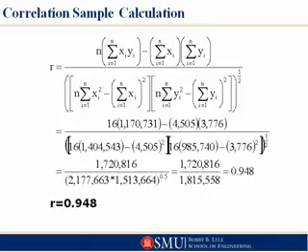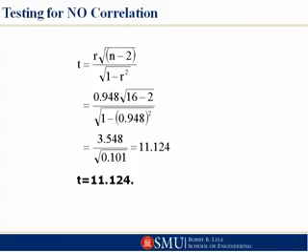So from those numbers, you can calculate, going back to that R formula, using sample data to calculate an estimate for your correlation coefficient. And this one turns out to be an R of 0.948. Calculating a T with that: 0.948 times the square root of 16, the sample size, minus 2, divided by the square root of 1 minus 0.948 squared.